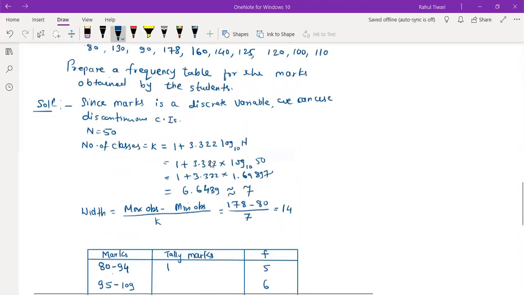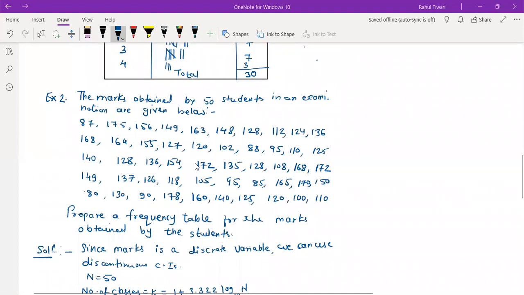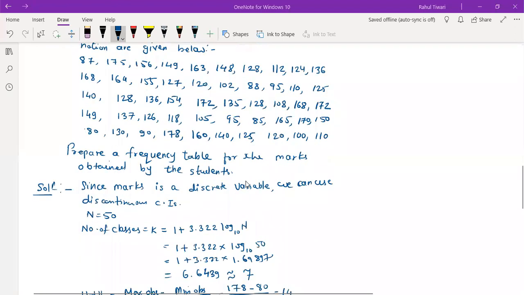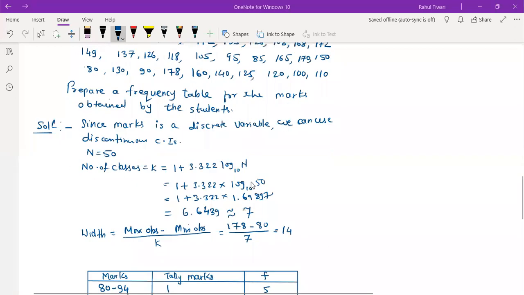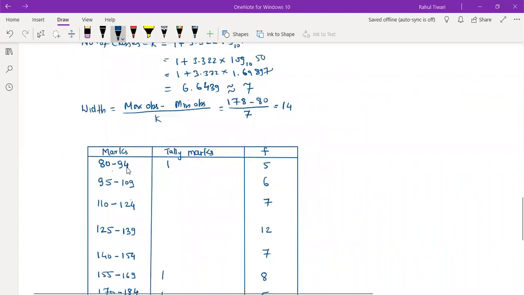So this is the way when the class interval is not given. When the class interval is not defined, how can we go about it? How can we find the width? How can we find the number of classes? This is a technique we always have to use. But remember, this is a discrete variable. When it is continuous, then it is 80 to 95, 95 to 109.